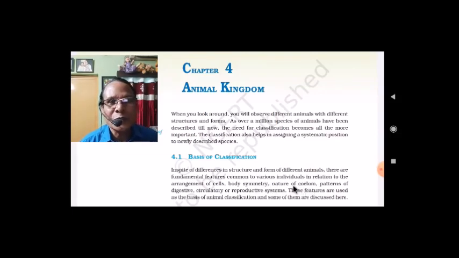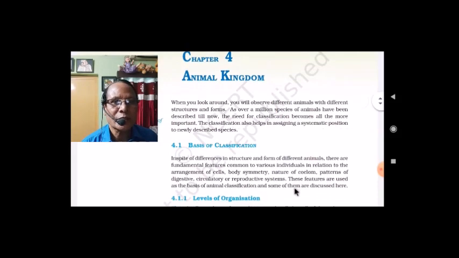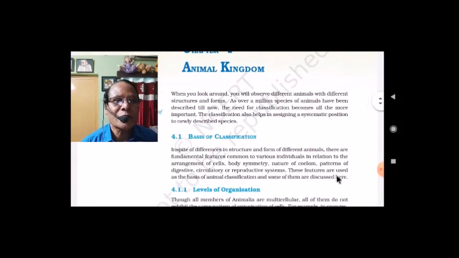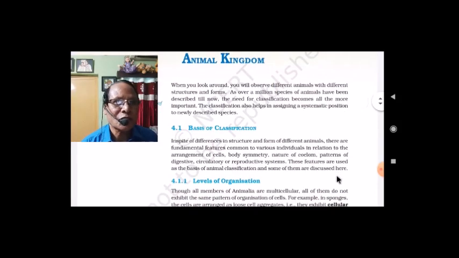Number three, the nature of coelom. Coelom is a body cavity lying between the gut lining wall and the body wall lining. And number four, the patterns of different systems in the body, the physiological systems: the digestive, respiratory, circulatory, etc. These are the basic principles, in a crude way, for classification of organisms.